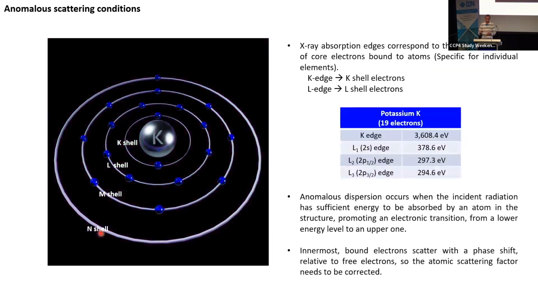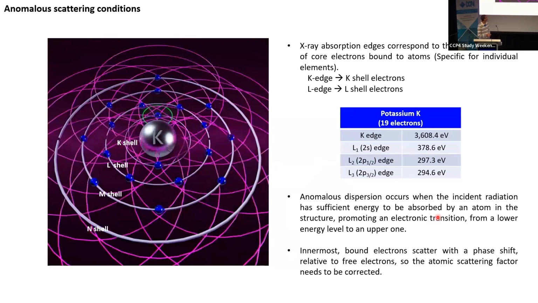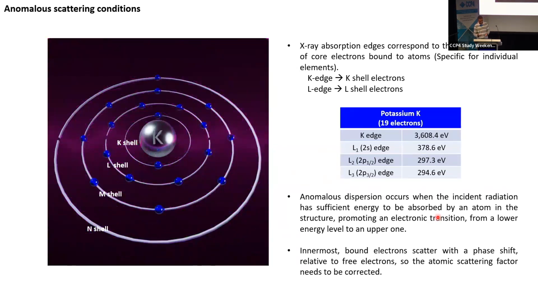In anomalous scattering condition, it's a bit more complicated because now we assume that the electrons are bound to the nucleus. For example, the inner core electrons in the K shell have a binding energy of roughly 3.6 keV. So if you use X-rays that have an energy similar to the binding energy, 3.6 keV in this case, you will have an absorption phenomenon. And that's why we call this the absorption edge. A few things can happen there, but one of them is that the electrons will absorb the energy and can be ejected from the nucleus, or you will have a phase shift in the scattering of the atom. So that means that the atomic scattering factor needs to be corrected.